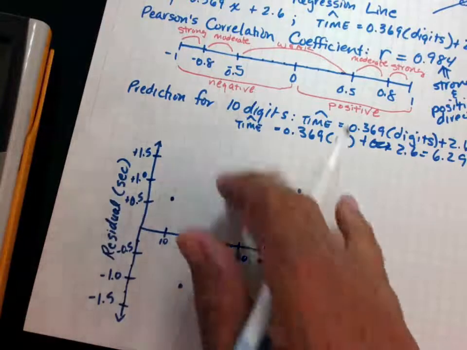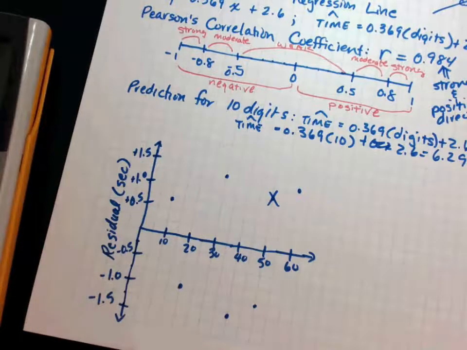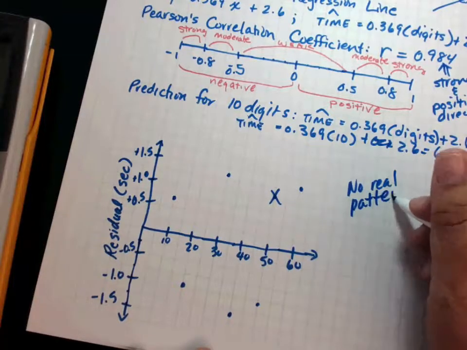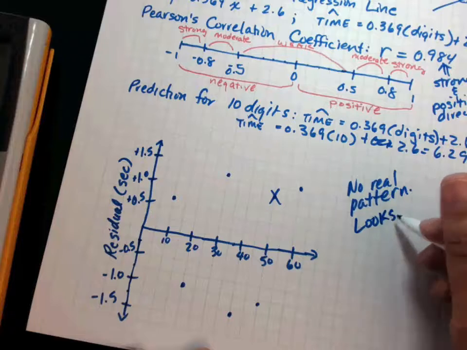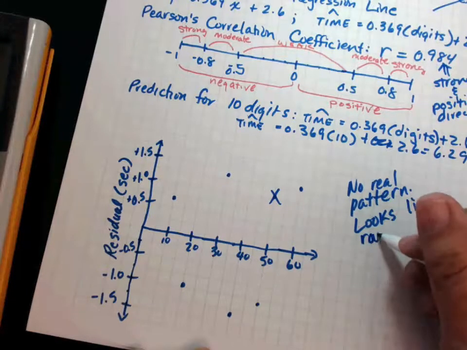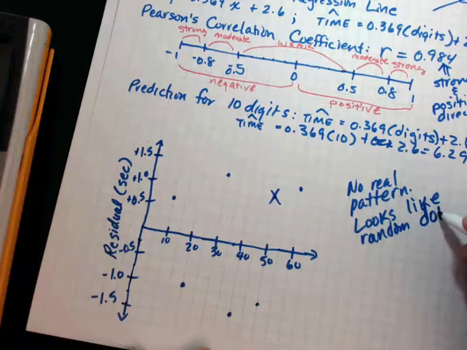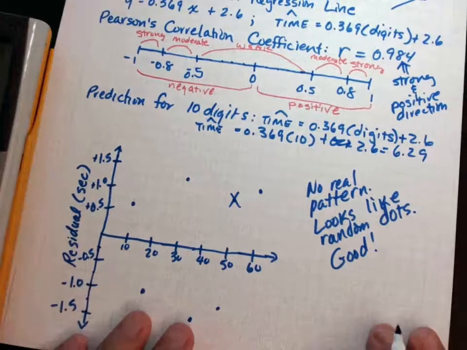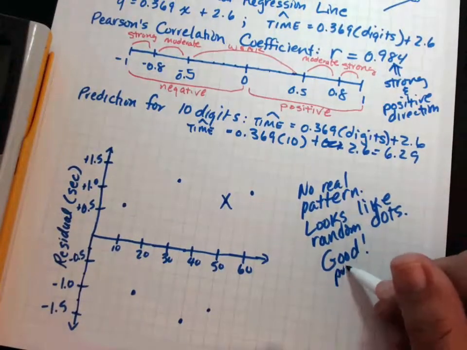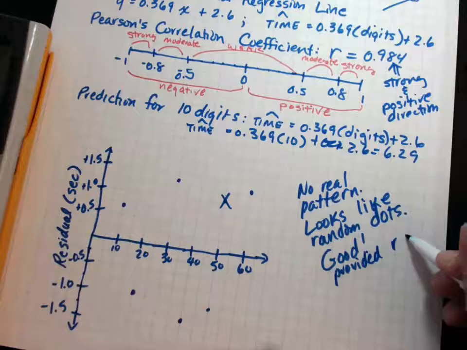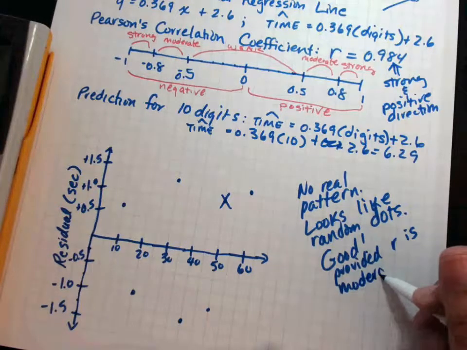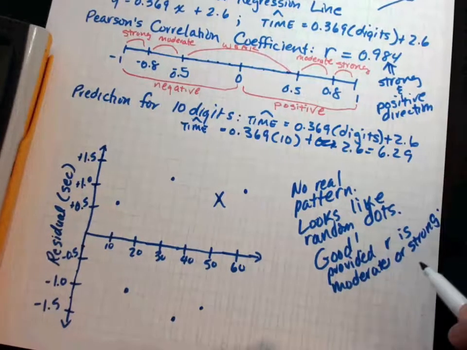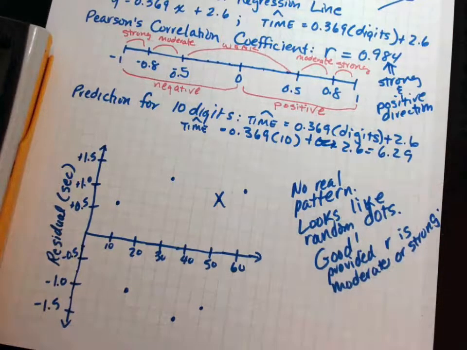You can see there's no real pattern. So, no real pattern. Looks like random dots. That's good. That means we can use linear regression provided R is moderate or strong. If R is 0, obviously this won't work. Now, the other problem, you will get a problem if you do get a pattern.